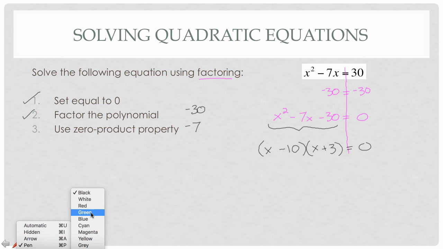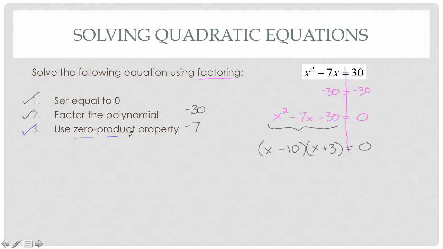Finally, to solve this thing out, when does it equal 0? I'm going to use the zero product property. So when does x minus 10 equal 0? And when does x plus 3 equal 0? Well, add 10 to both sides, and you see that if x equals 10 or if x equals negative 3, both of those are cases that are going to cause the whole equation to equal 0. We can check them out over here.